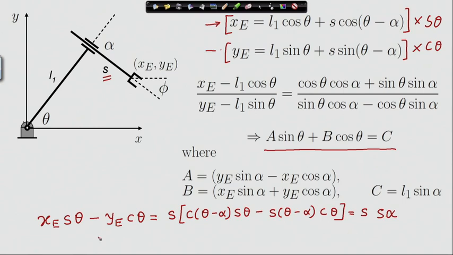So, therefore, s will be equal to x e sin theta minus y e cosine theta, whole divided by sin of alpha.